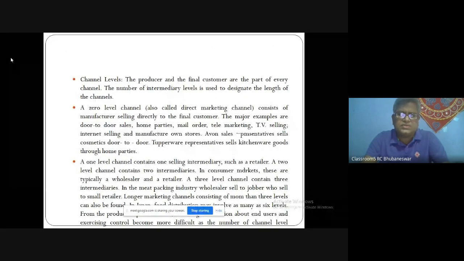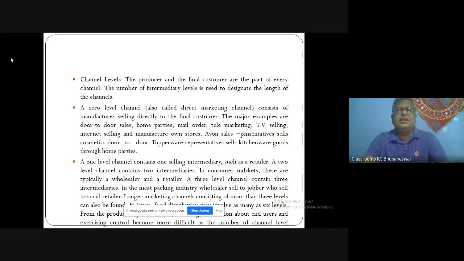But the question here is, if you talk about channel level, what is the length of the channel? Channel length differs from one to another. There is a zero level channel, one level channel, two level channel, three level channel. Majorly, if you talk about a zero level channel or zero level distribution strategy, or you may call it a direct marketing channel, it means the manufacturer manufactures the goods and sells to the final customer.